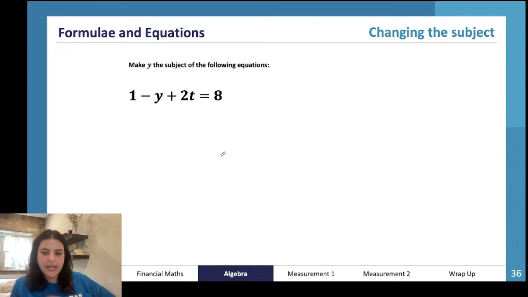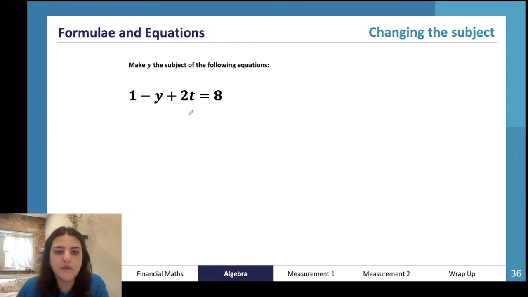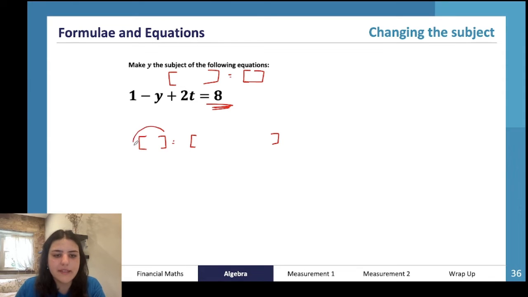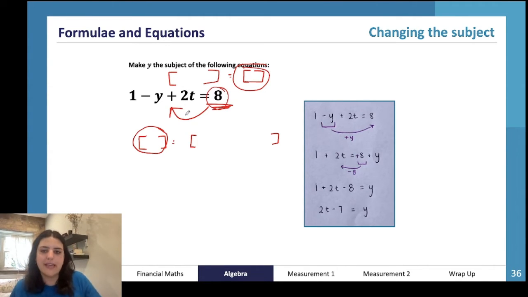That's substitution. This is changing the subject of the formula. Those are our two things. Make y the subject of the following equation. So we've got 1 minus y plus 2t equals 8. The subject is the part of the equation that everything equals to. It's kind of the smaller part. An equation will usually have a section that looks like that and a section about this big. Or it can be something that looks like this equals something that looks like this. So it's always going to be this smaller part here. The subject is currently 8. We want to make the subject y. So this is how we would do that.